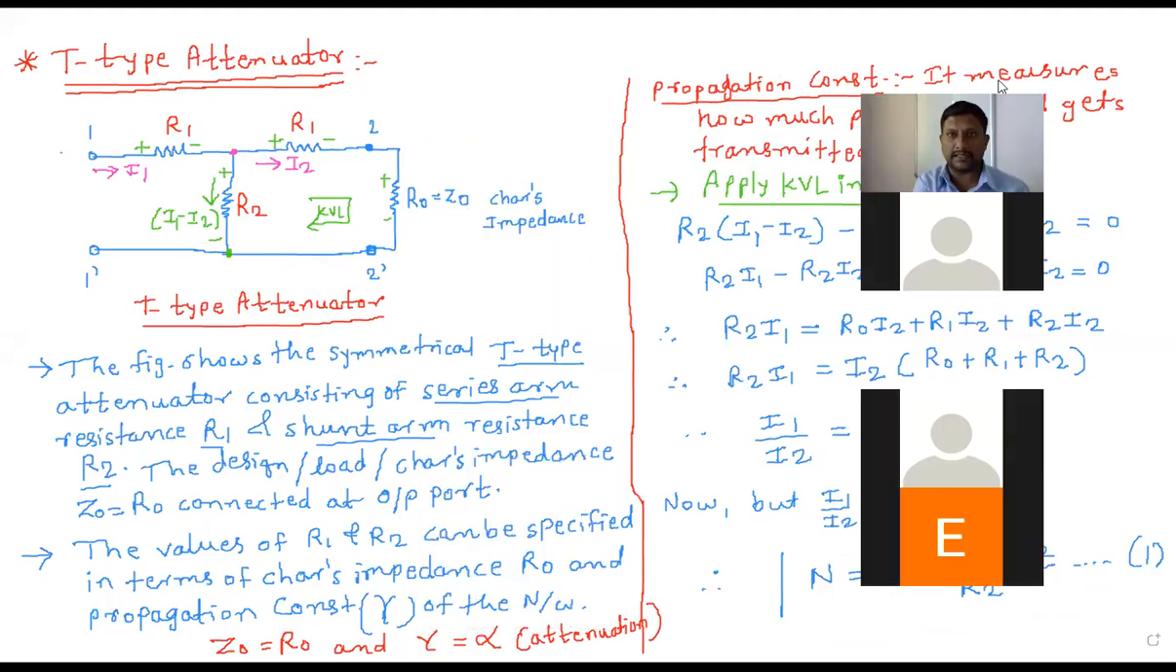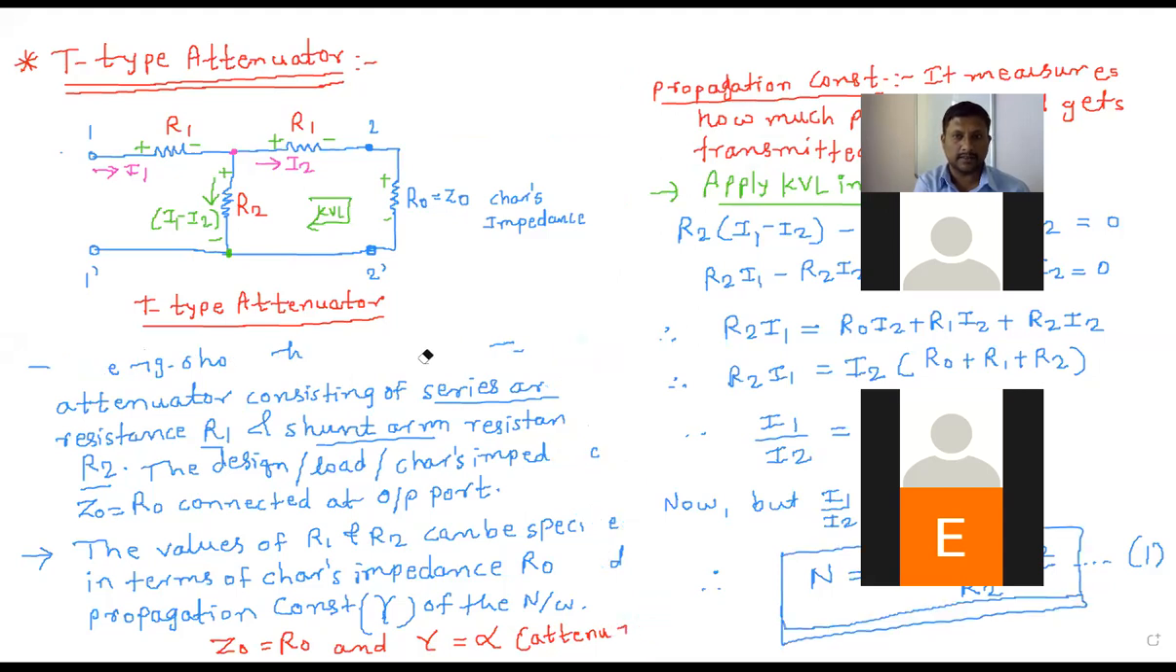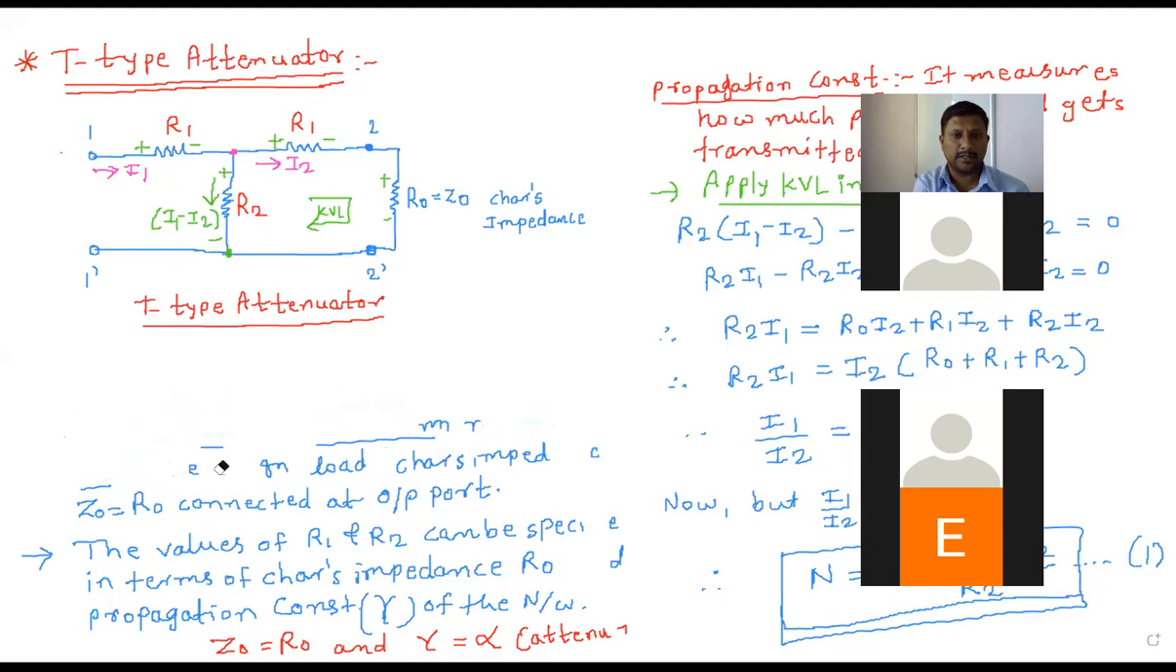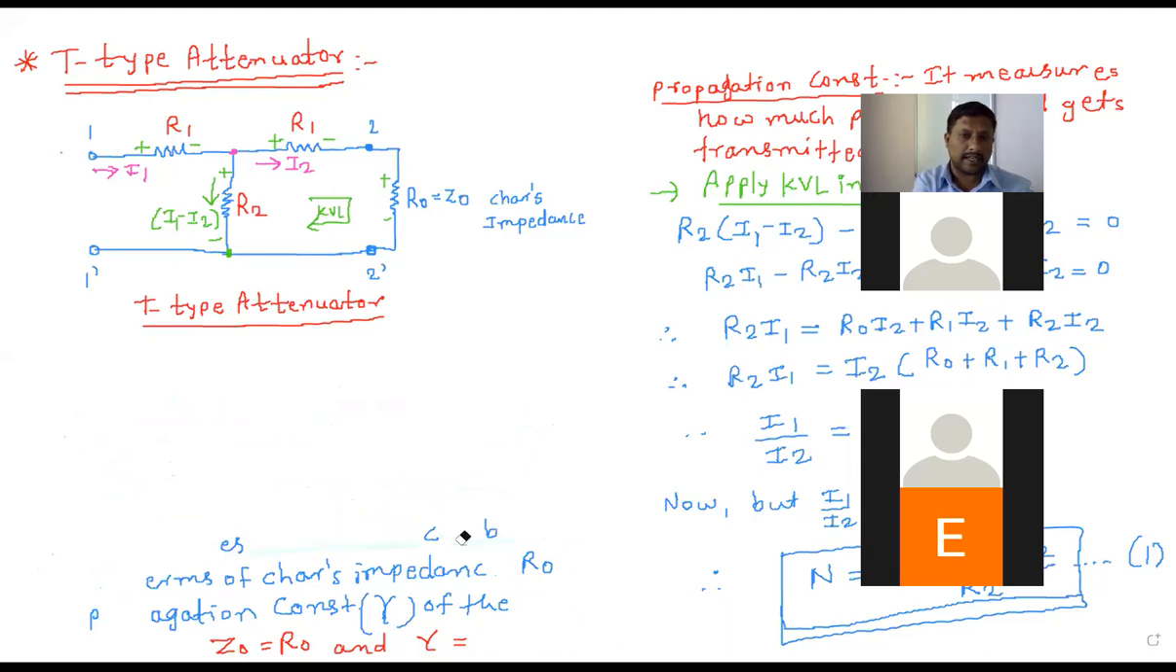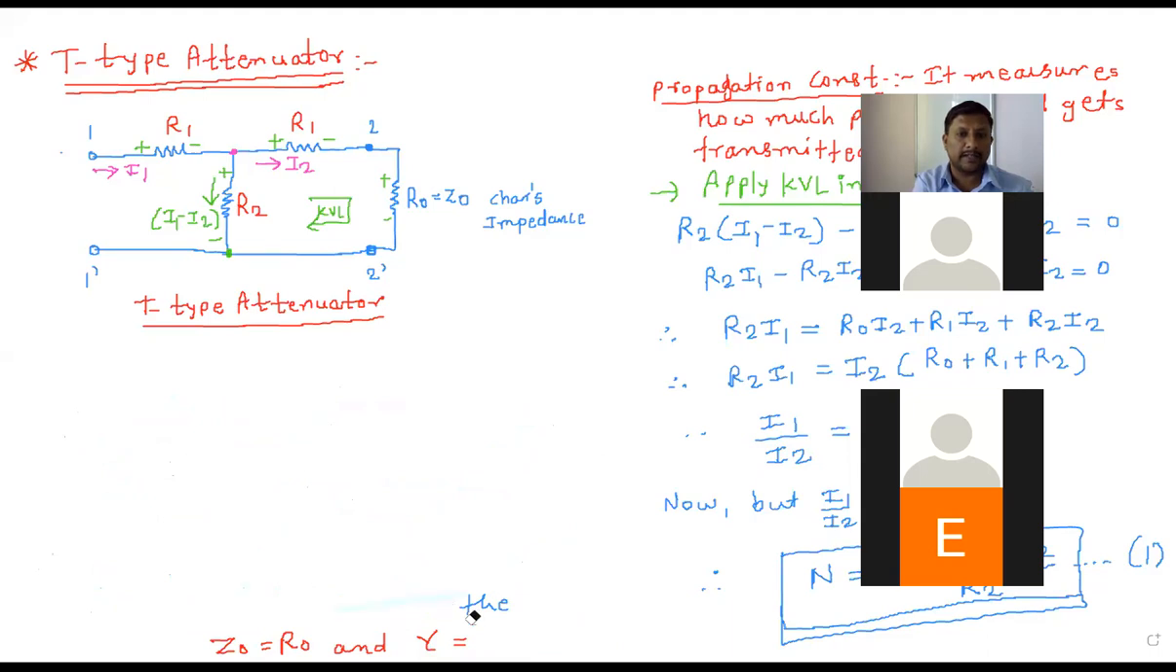Now I will erase the left hand side part, because this is theoretical. Now this T network is in front of you. Can you calculate the input impedance? Input impedance or equivalent impedance observed between port 1 and 1 dash. Can you calculate? What I am telling, characteristic impedance or the equivalent impedance observed between 1 and 1 dash. Can you start to calculate?